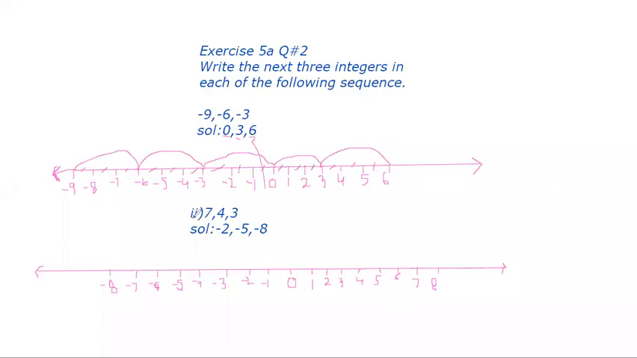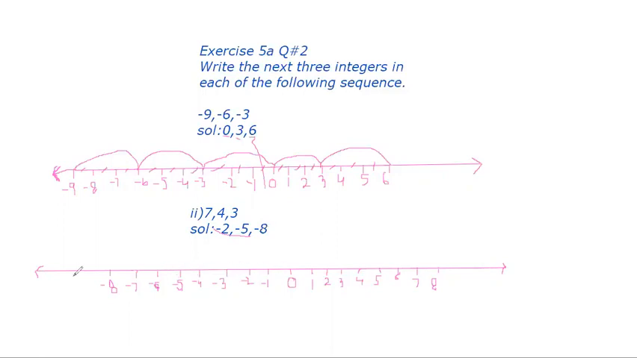Okay, students, now the second part of this question is 7, 4 and 3. This is the sequence given by the question and we have to write the next three integers. And the next three integers are -2, -5 and -8 according to this sequence. Look, this is a descending order sequence. 7 is biggest, then 4 is less than 7, 3 is less than 4. So the next three integers are -2, -5 and -8.